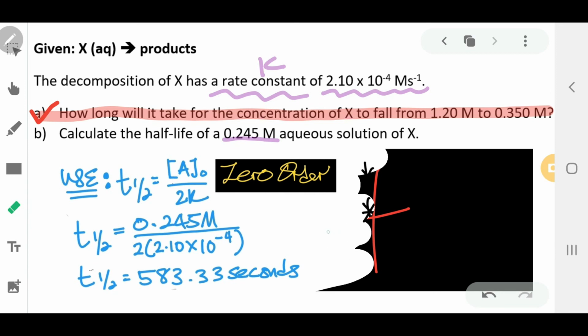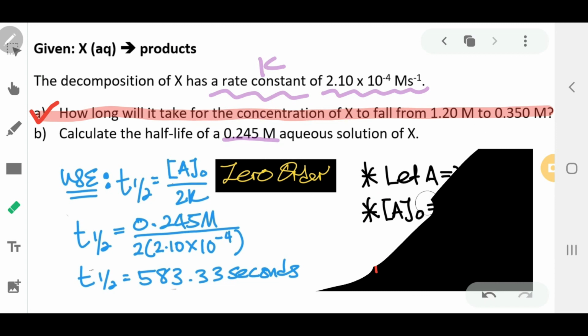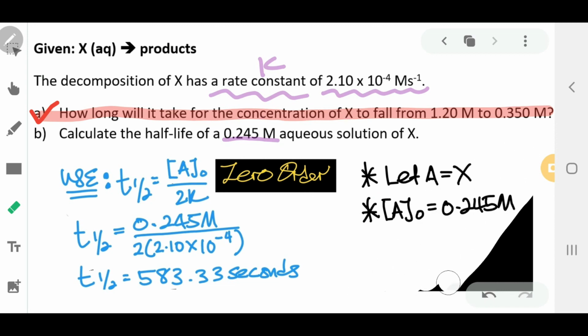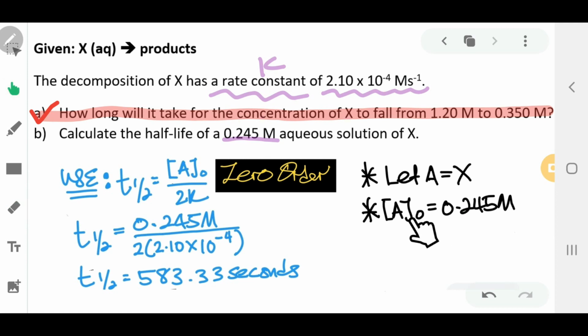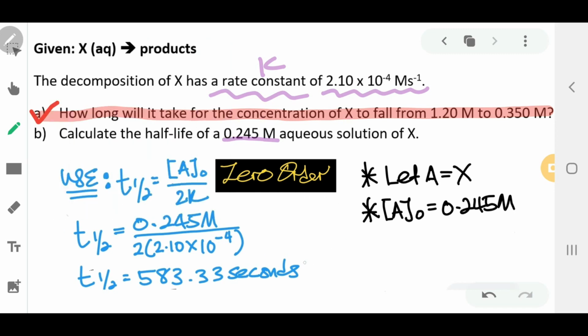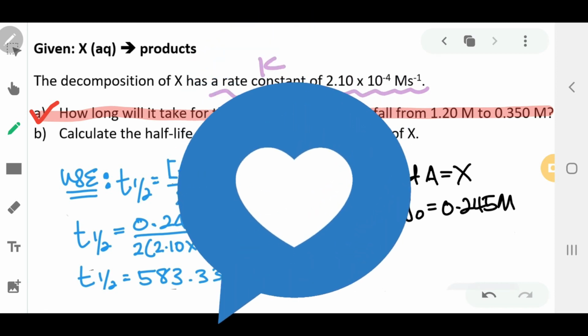And always remember to write this to define what your A is, which in this case is X, and the initial concentration that is given to you is right there for question B. So in terms of marking, you will get 1 mark for that, and for this whole thing over here, you get another 1 mark.